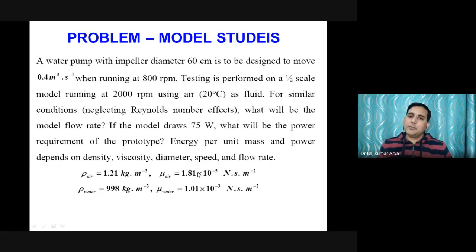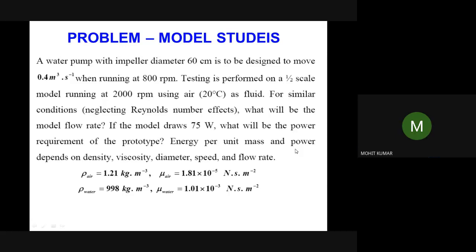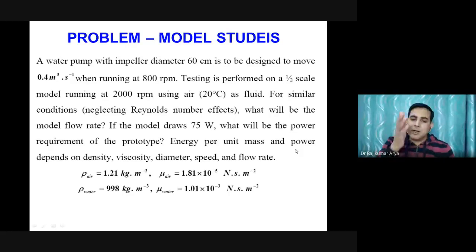Now, whatever I have taught you today, can all of you list at least what parameters are there in this total problem? Can you list them here? Because you are supposed to calculate energy per unit mass and power, right? These are the things, correct or not? Yes, sir. So can you list what parameters are there in this question? All of you should list all these parameters. Take your pen and pencil and try to list them.